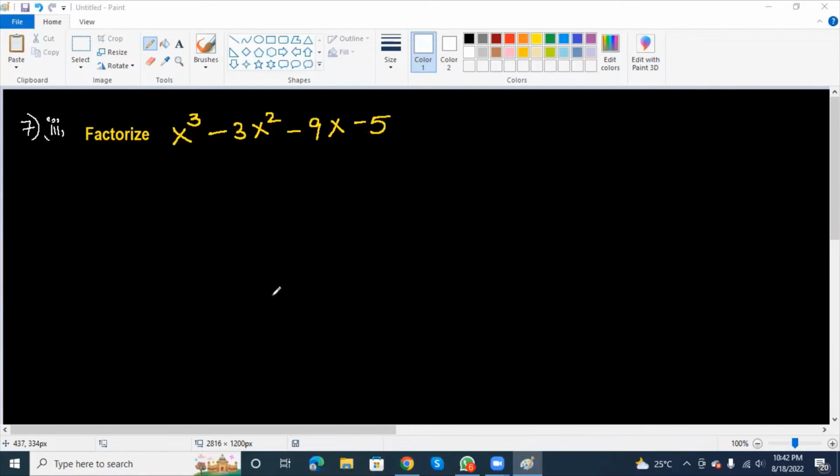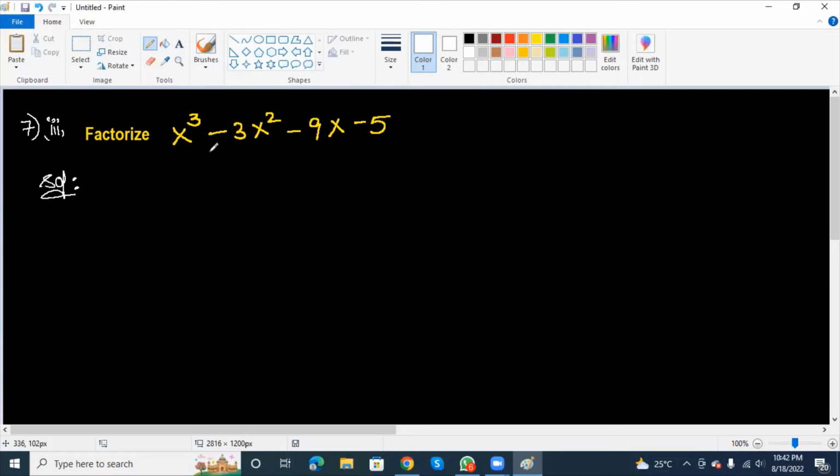Yes, this is question number 7, third bit from the Polynomials chapter. How to factorize a cubic polynomial. First, by trial and error method, we need to find one factor. Cubic polynomial means a polynomial which has a degree of 3. So this is called a cubic polynomial.